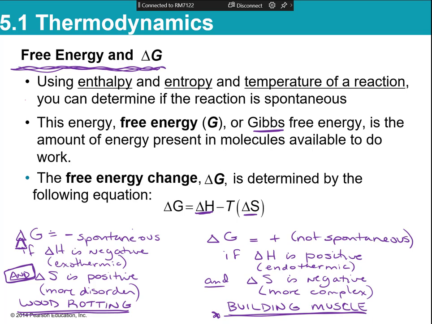So those are just kind of examples, and we're not going to do any calculating with them. It's really just describing these are the two things that really come into play in determining whether or not a reaction is going to happen.